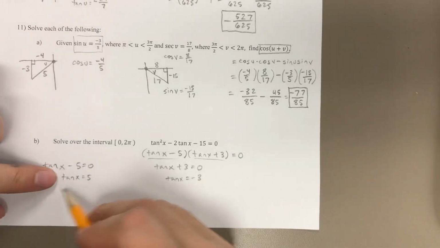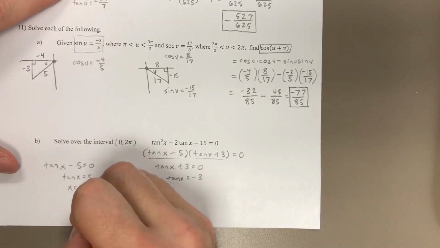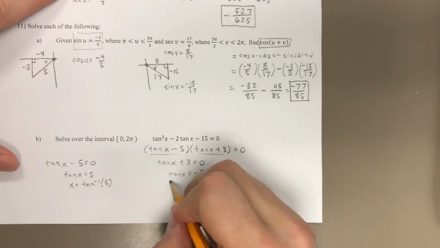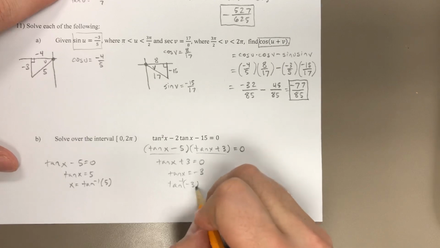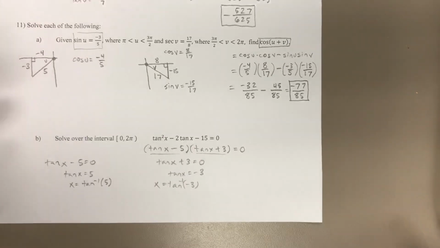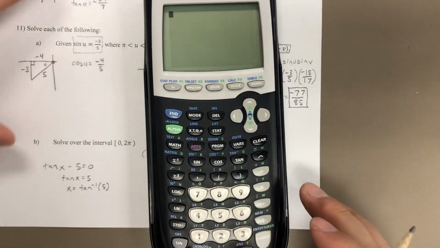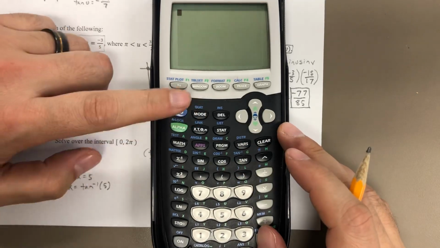Now to get x by itself, I need to undo tangent. So that's when I do tangent inverse. So x is equal to the tangent inverse of 5. And same thing here, tangent inverse of negative 3 is equal to x. And then, this is not a unit circle value for tangent. So just go over to your calculator and type that in. Make sure that you are in radian mode. And then type it in.